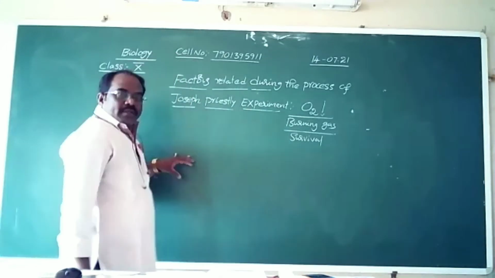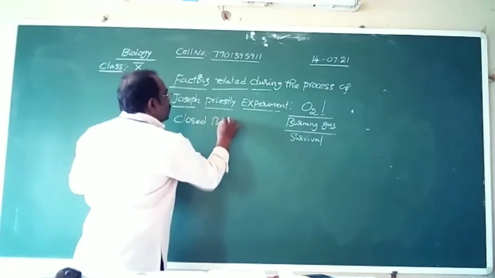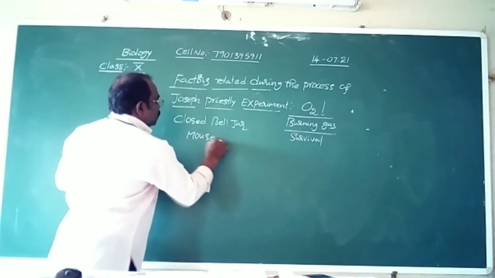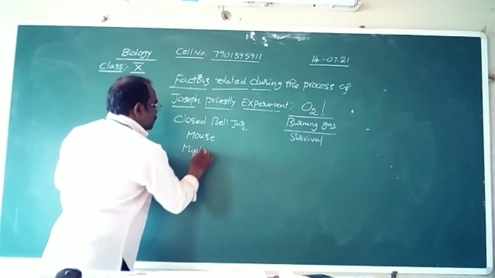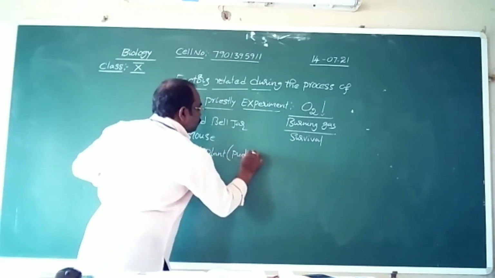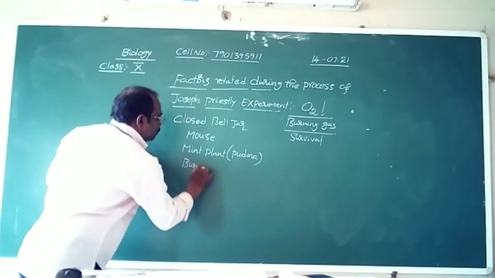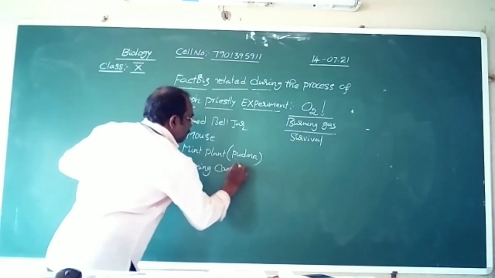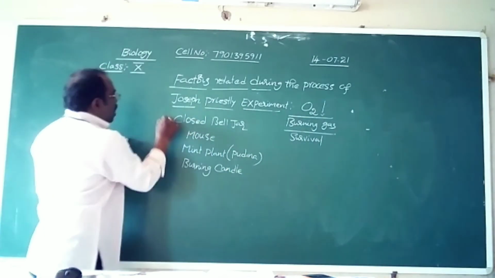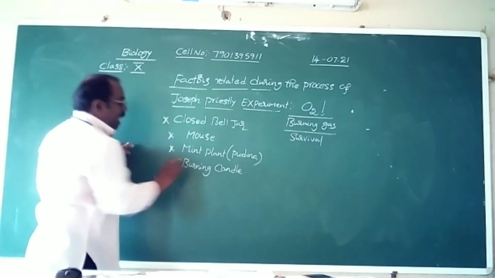He takes a closed bell jar, a mouse, a mint plant, a pudina plant, and a burning candle. These are the apparatus: closed bell jar, mouse, mint plant, burning candle.